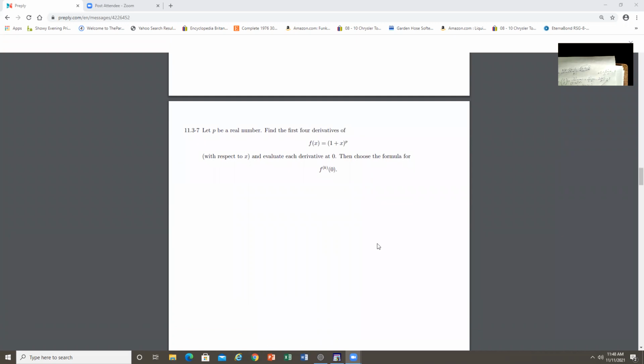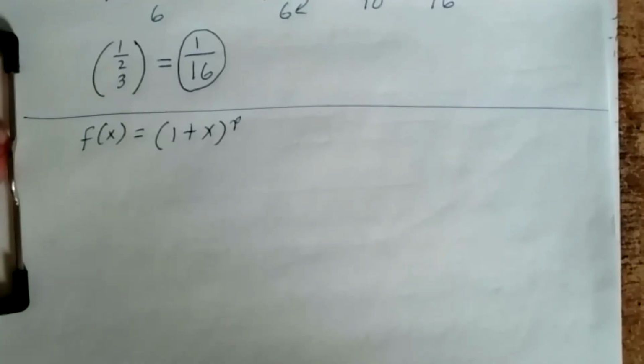Now here it says for this problem, let p be a real number. Find the first 4 derivatives of 1 plus x to the pth with respect to x and evaluate each derivative at 0. Then choose the formula for, in general, the kth derivative at 0. All right, so we'll try that. So here we go. We're going to try to generate some derivatives of f of x being equal to 1 plus x to the p power, where p is just some sort of a real number. They want us to find the first 4 derivatives of this and evaluate the derivatives at 0.